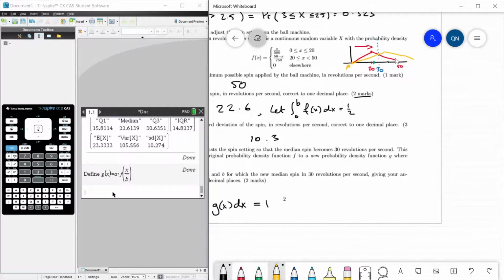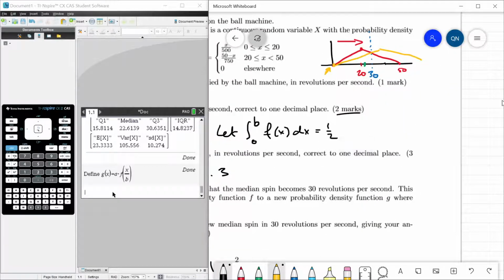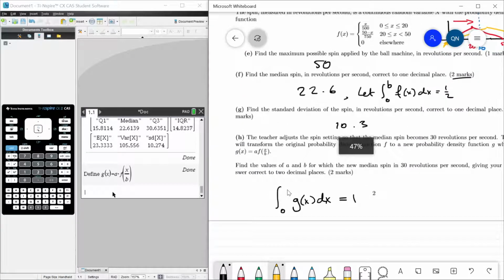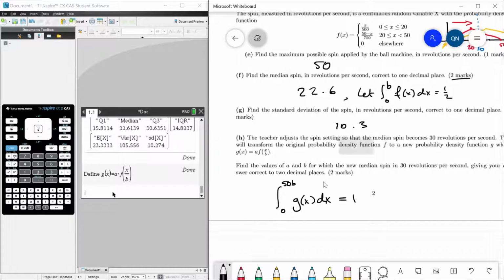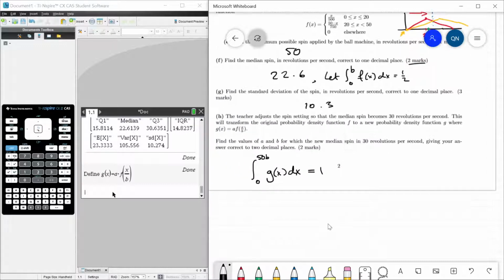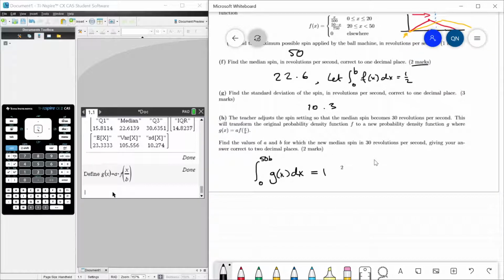So initially, our red graph, our f of x, ends at 50. So our g of x graph is not going to end at 50. It's actually going to end at 50 times b because we're dilating by a factor of b. Now, this is one equation. The second equation we can get by noticing that we want the median to be equal to 30.